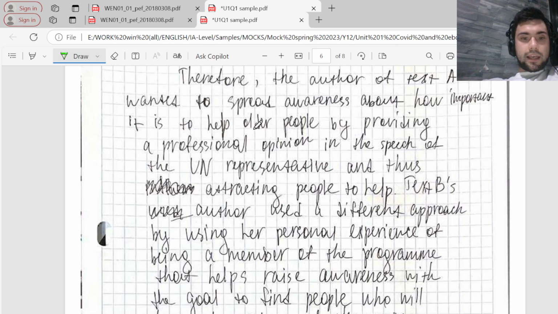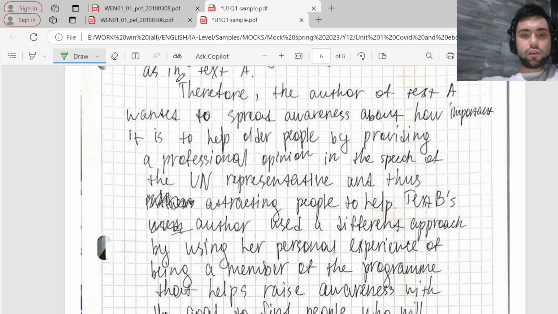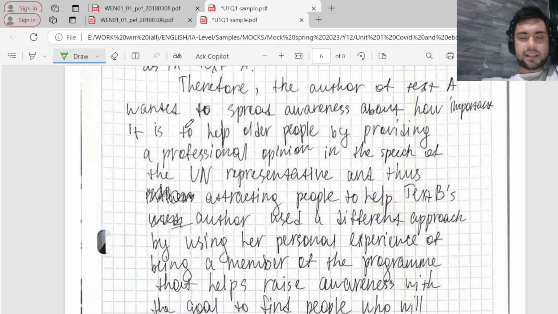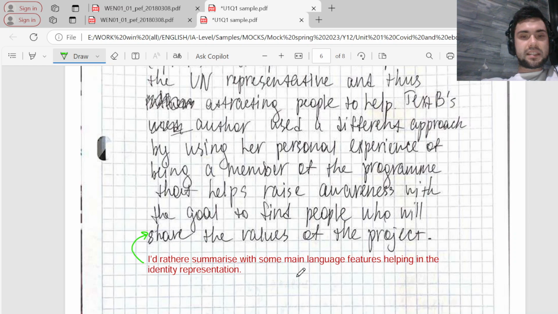fulfill. And then I believe there is the summary, the ending, the conclusion. Here the conclusion is to just summarize some basic points that were mentioned before, which leads to my comment, and I'd rather summarize with some main language features helping in the identity representation.